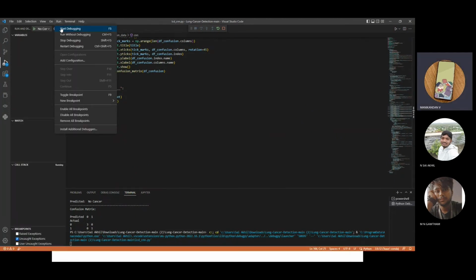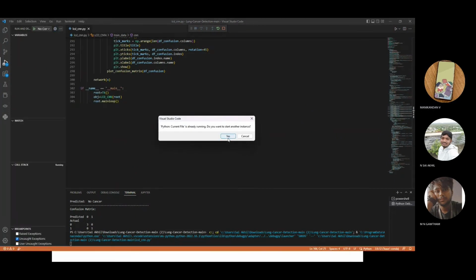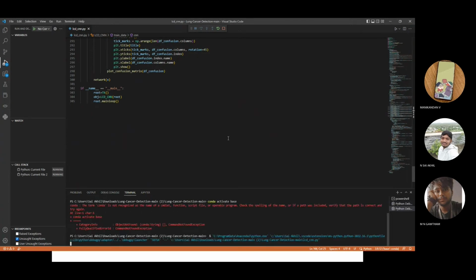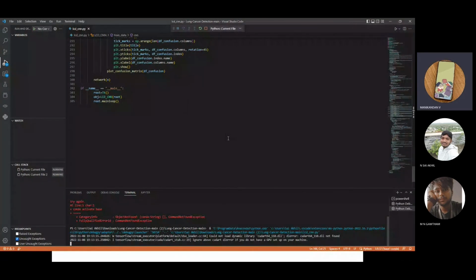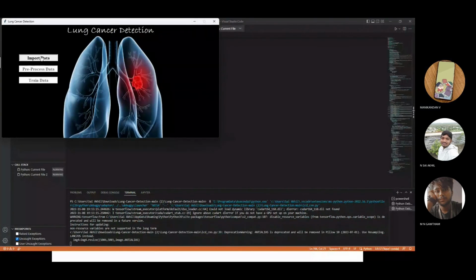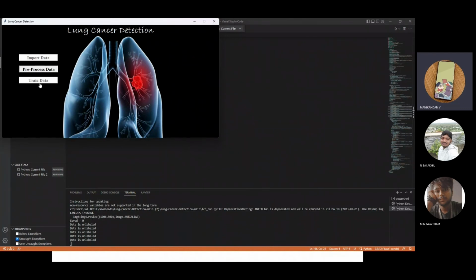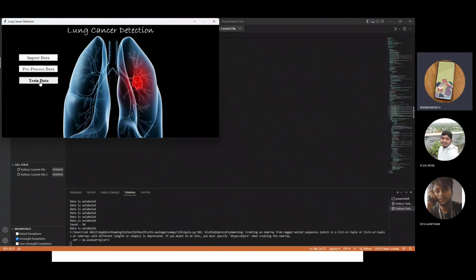The program is compiling. Yes, our program is compiling. And this is the output of the program. It will display three buttons: import, pre-process, and train. We're going to first import the data. And next, we're going to pre-process the data. In pre-processing, the data will be taken from the folder and pre-processed. And then it will show the message pre-processing done successfully.